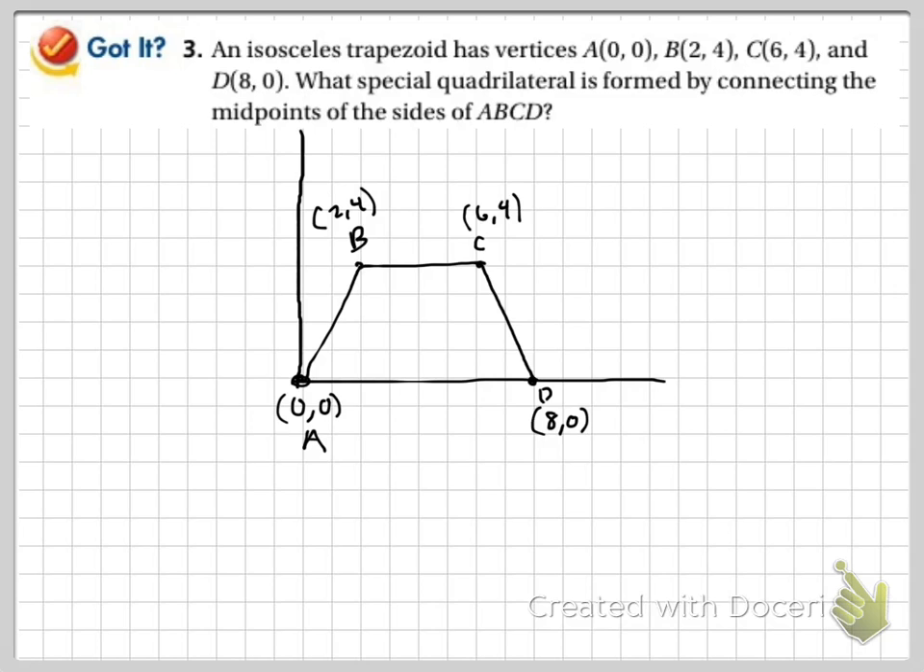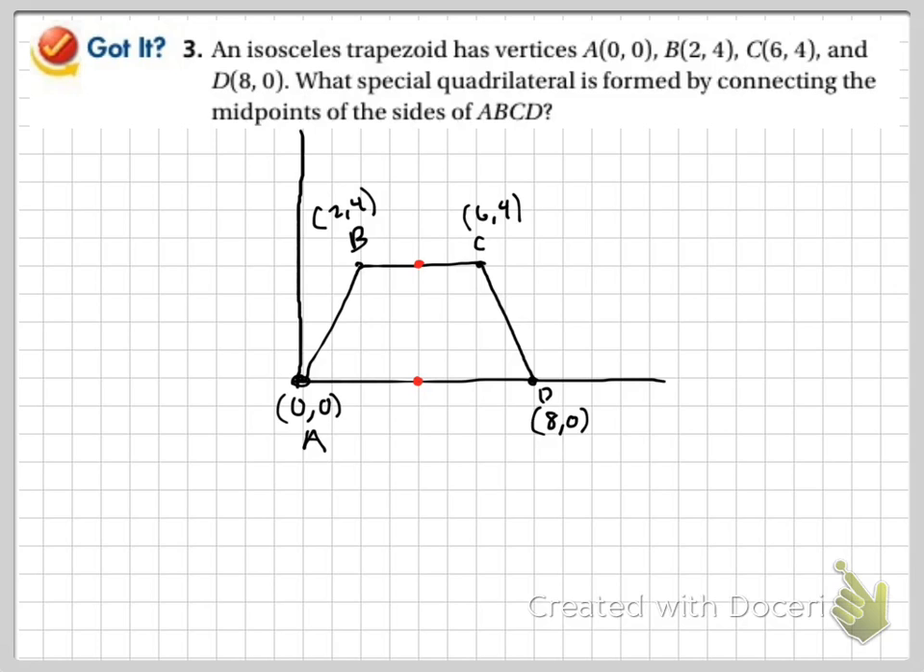Alrighty, so we can see this is a trapezoid. We're told it's an isosceles trapezoid. So what do we have to do? Well, it says we need to figure out where the midpoints are and connect those and figure out what that special quadrilateral is. So if you have a horizontal or vertical line, see we've got horizontal lines here, you don't have to use the midpoint formula, you can just count. So this top one is 4 long, so here's our midpoint. The bottom one is 8 long, so here's our midpoint.